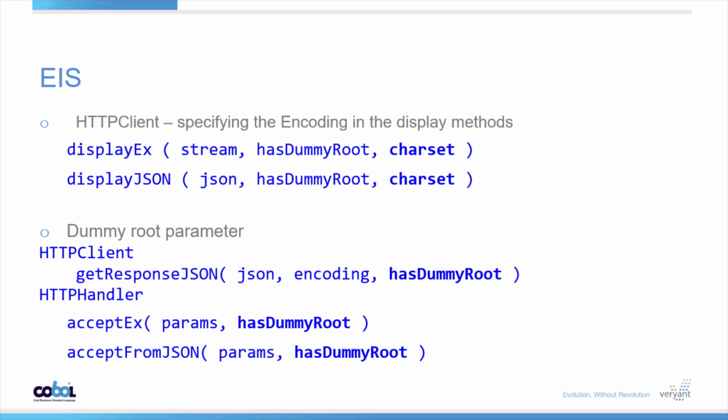You can specify the encoding char set in these 2 methods in HTTP client's class now, displayX and displayJSON. The top level of a record definition often does not need to be in the JSON stream. Now this can be configured with the hasDummyRoot parameter, and we've added that parameter to these 3 methods.